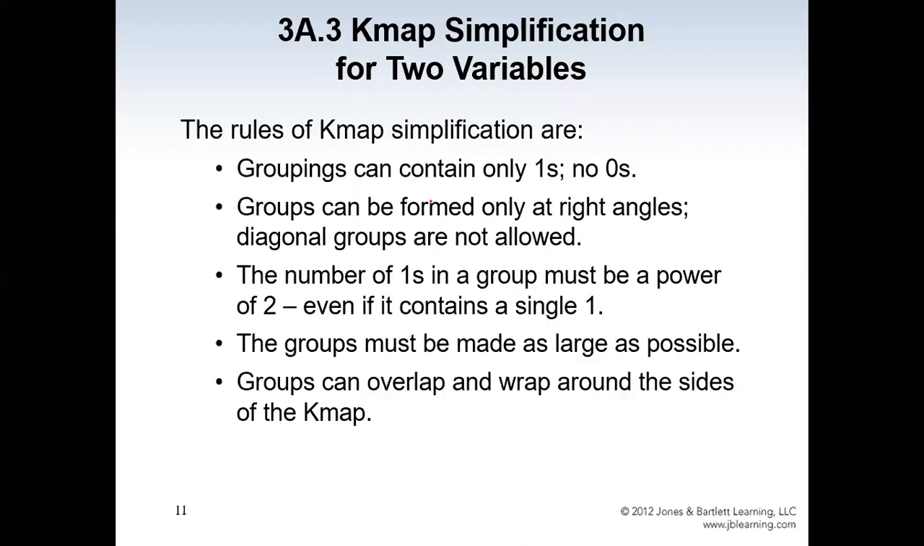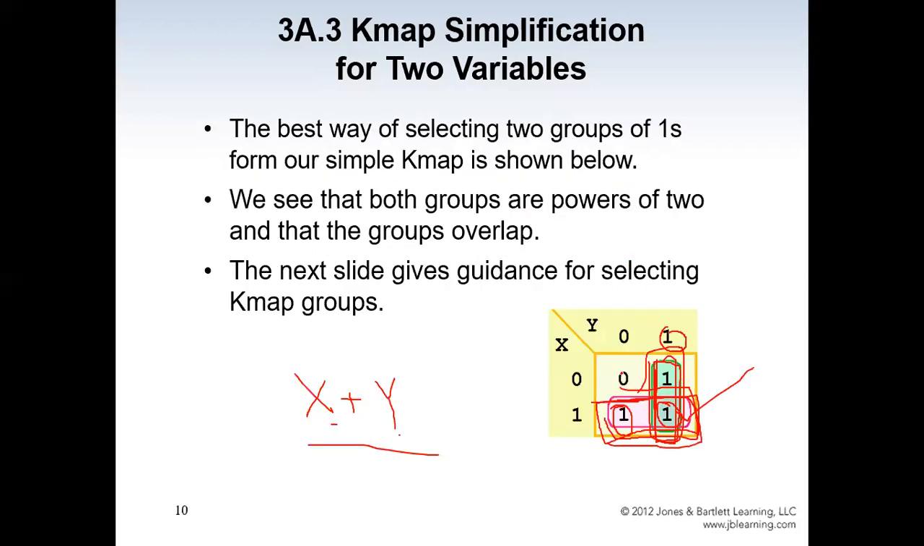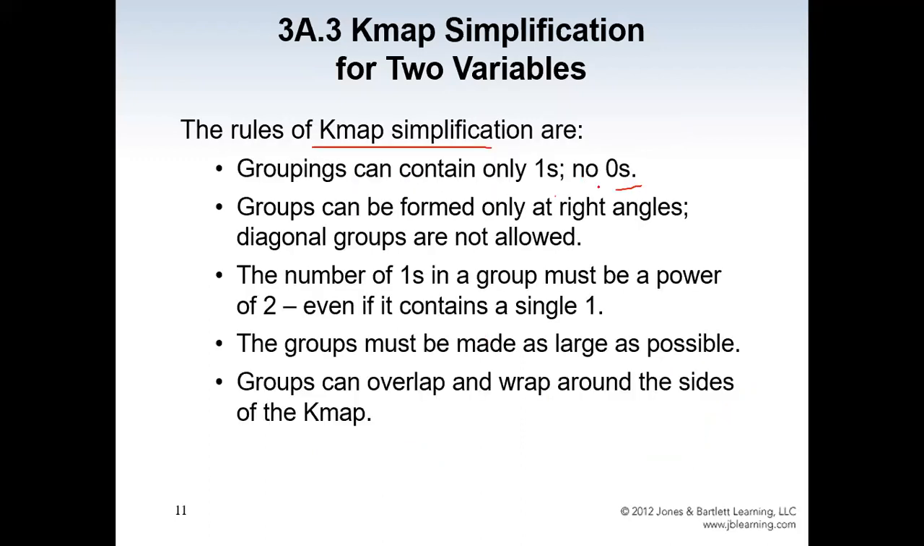Is it clear? See, these are the rules which you have to remember for K-map. First of all, grouping can contain only ones, no zeros. Zeros should not be grouped. You might say, sir, we can group here also. No, grouping will be done with ones only. It cannot be done with zeros. Grouping is only done with ones. This is the most important thing.